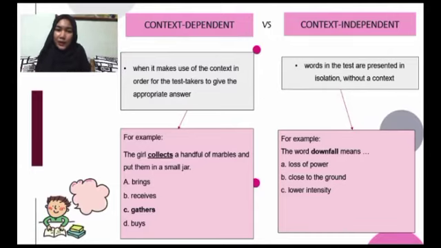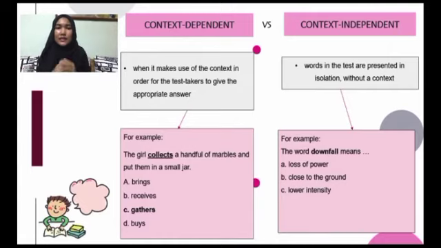Okay, so what about context independent? It is when the words are not presented in a sentence or a description. For instance, what does the word downfall mean? Loss of power, close to the ground, or lower intensity? The correct answer is A, loss of power. As you can see, it simply presents a word as an isolated element.